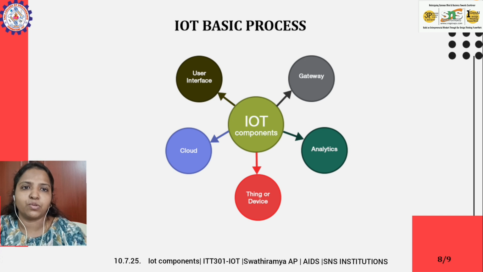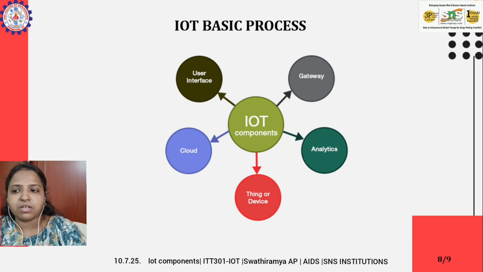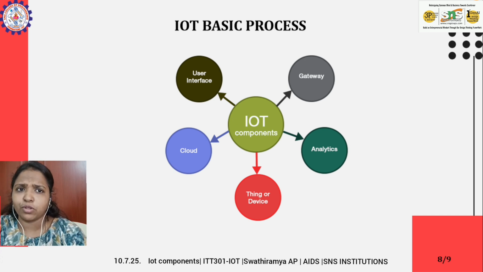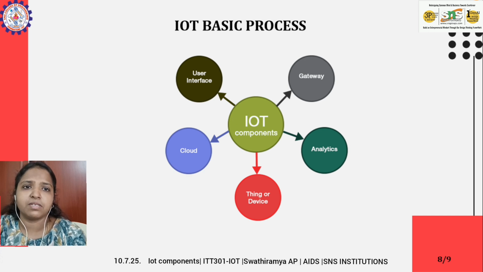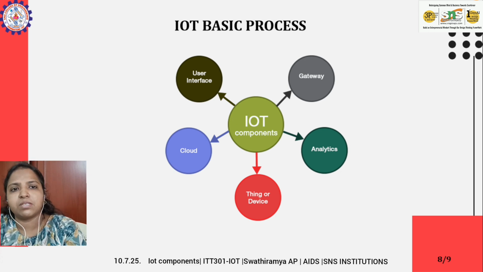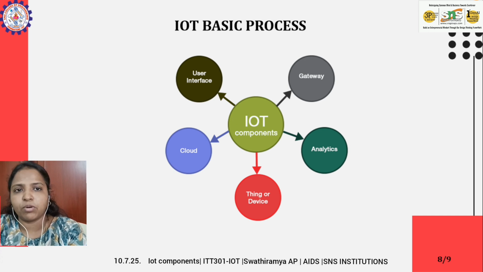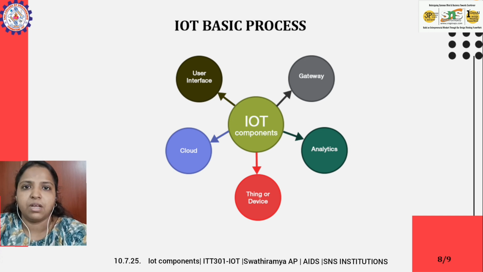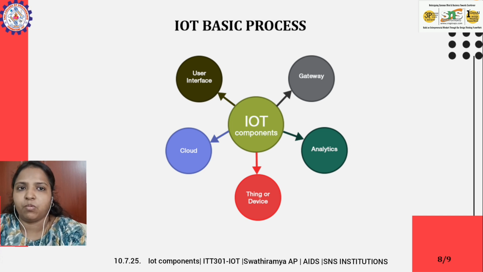Finally comes the user interface. The user needs to know all those things, right? The end purpose is that the user has to control the IoT devices with the help of this data. So finally, the IoT system, through a web application or mobile application, will present the data to the users, which helps the user to control or remotely monitor the IoT devices. These are the basic components needed to build an IoT system.